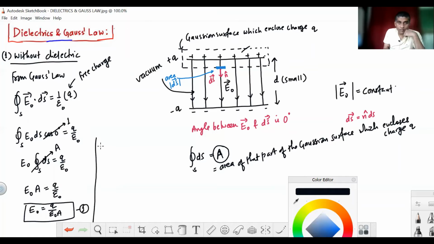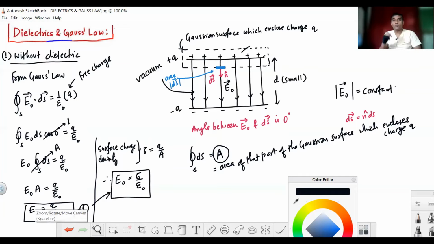Now, we know the surface charge density sigma equals Q by A. Therefore, we can write E naught equals sigma by epsilon 0. So we can write equation 1 in this form also, okay, in terms of surface charge density.